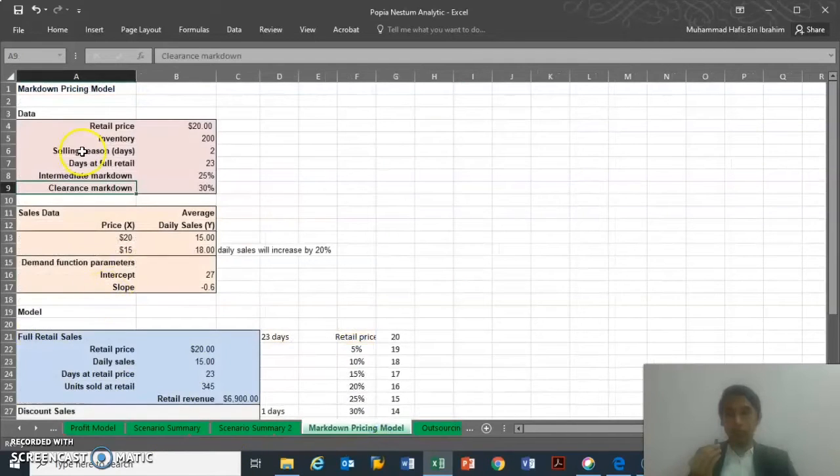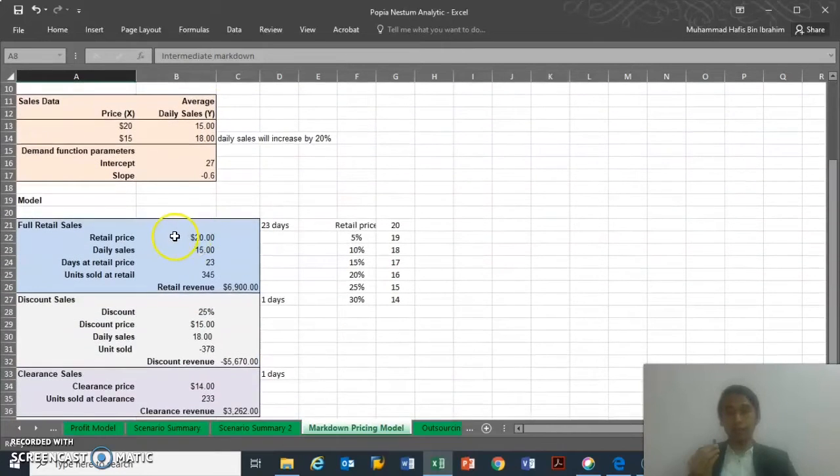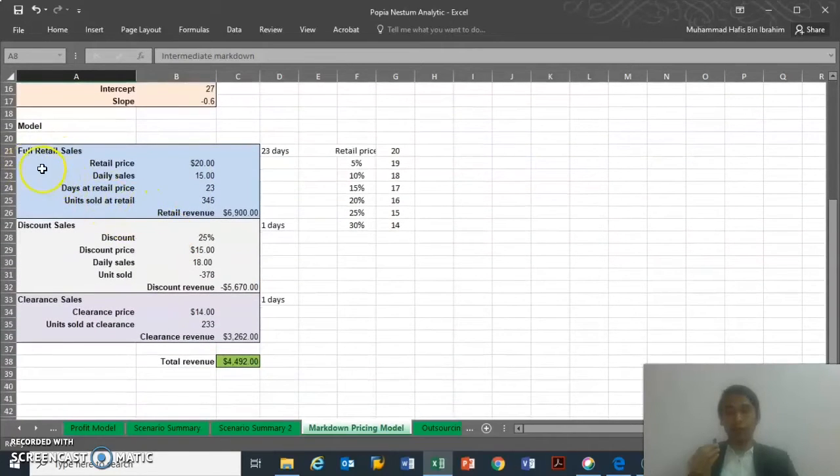And so this is my markdown pricing model. My retail price is 20 ringgit. My inventory is 200 units. Selling season days is 2 days, which is at discount price. And days at full retail is 23 days. My intermediate markdown is 25%. My clearance markdown is 30%. And after calculating this, I got my profit for full retail.